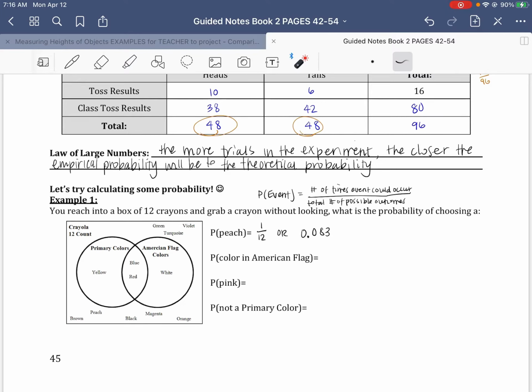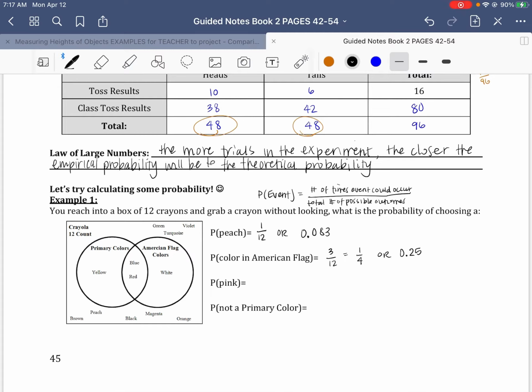Okay, probability that we choose a color in the American flag for the second one. So if you look at your American flag circle, there's 3 of them within the American flag. So that would be 3 out of the total 12 colors would work for this one. Generally, we would simplify that down to 1/4 as our final answer. Or again, if we want to write it as a decimal, that would be 0.25.